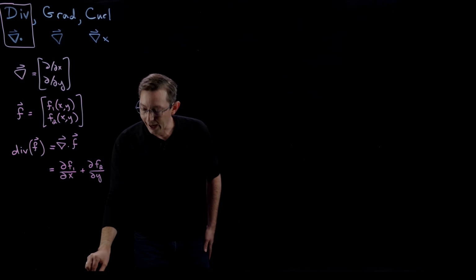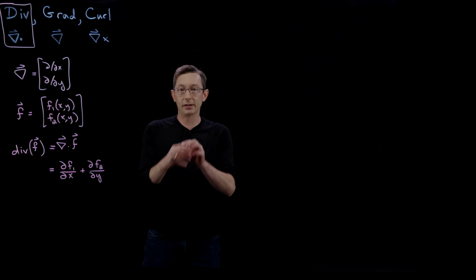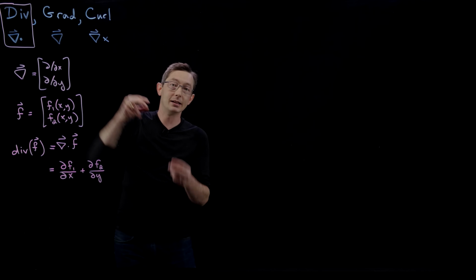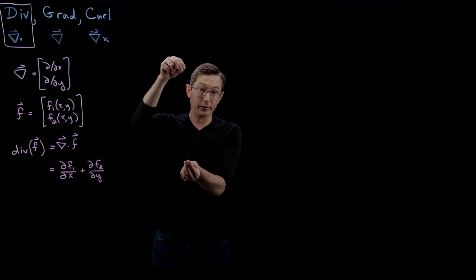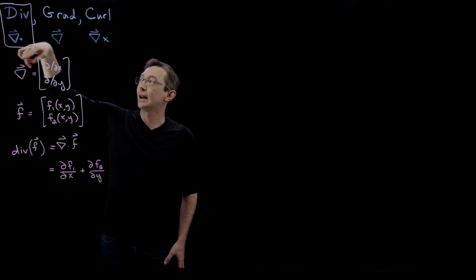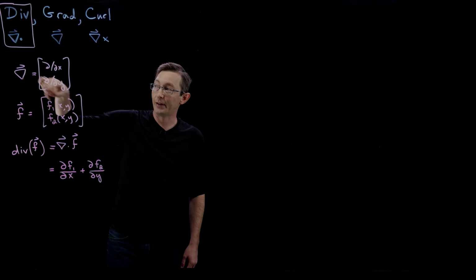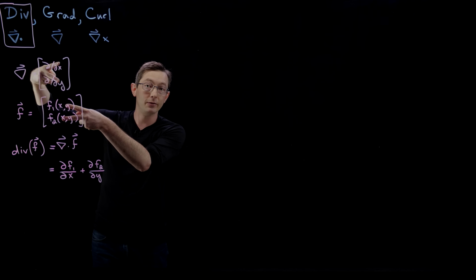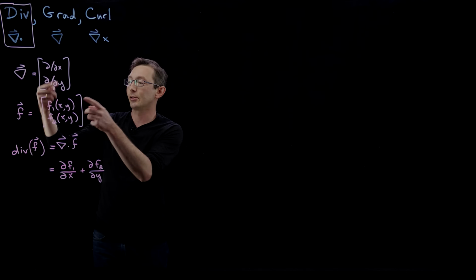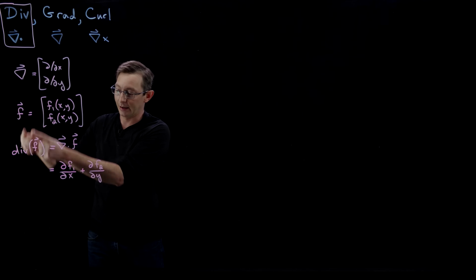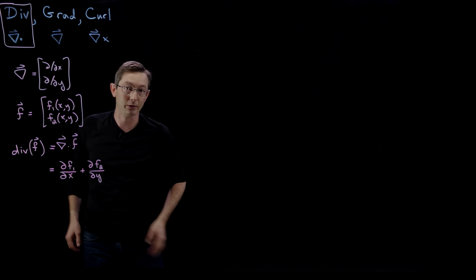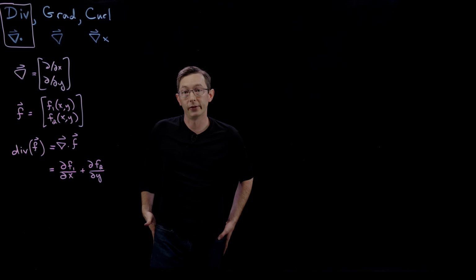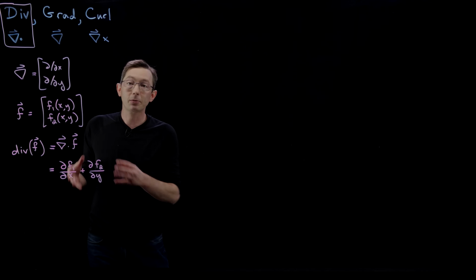Now remember, when I had a single scalar function of x and y, if I took its gradient, I created a vector-valued function. And similarly with the divergence, if I take the dot product of del with a vector-valued function, the dot product of 2 vectors is a scalar. And so I take my vector-valued function, and its divergence is a scalar-valued function. This is just a scalar function, which is the sum of these 2 partial derivatives. Okay? And this is really, really useful.